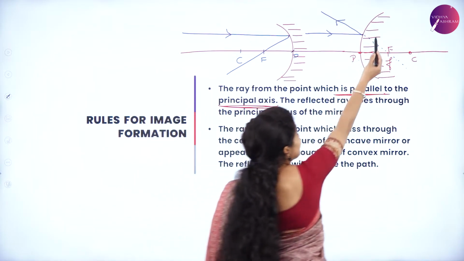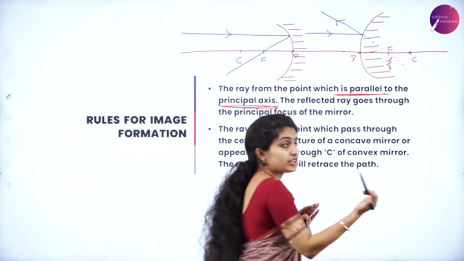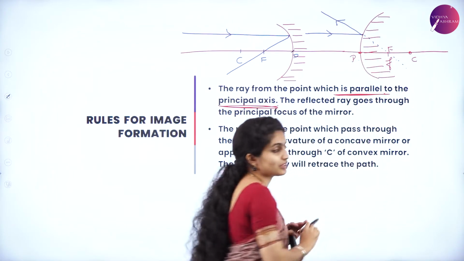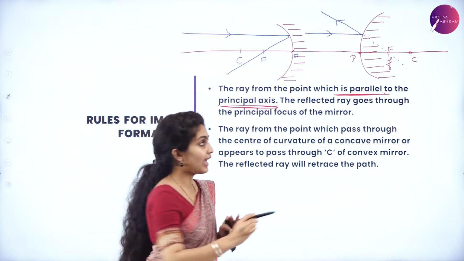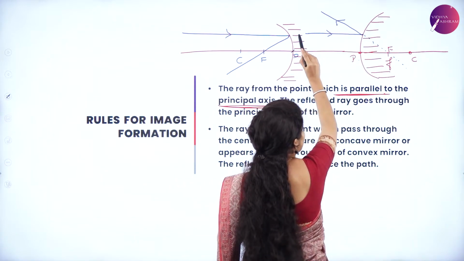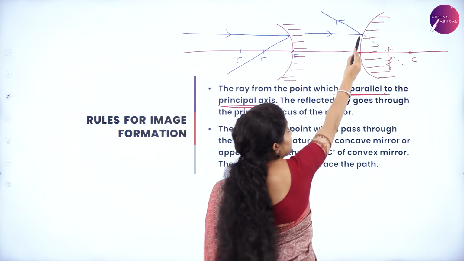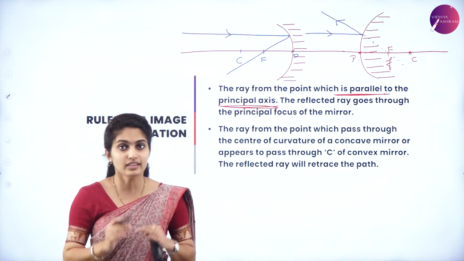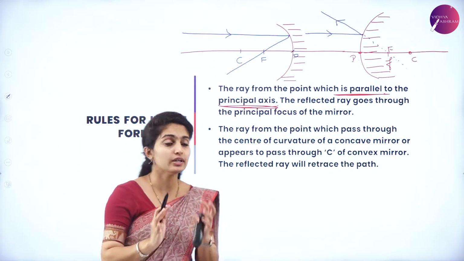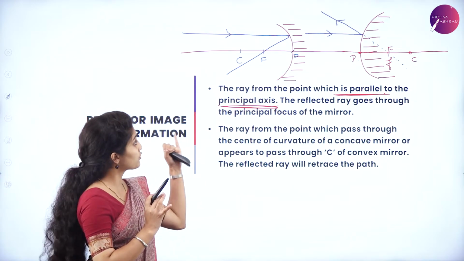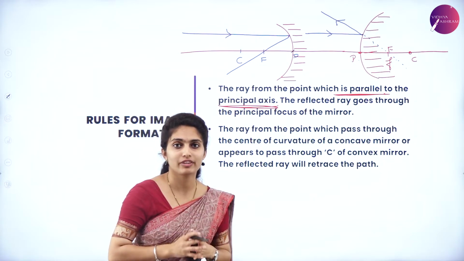Since it is silvered, we just assume that it passes through the principal focus, and exactly according to these dotted lines, we draw a line so it emerges from the point of intersection over there. Clear? So that is how you form mirror images in case of concave as well as in case of convex mirrors.